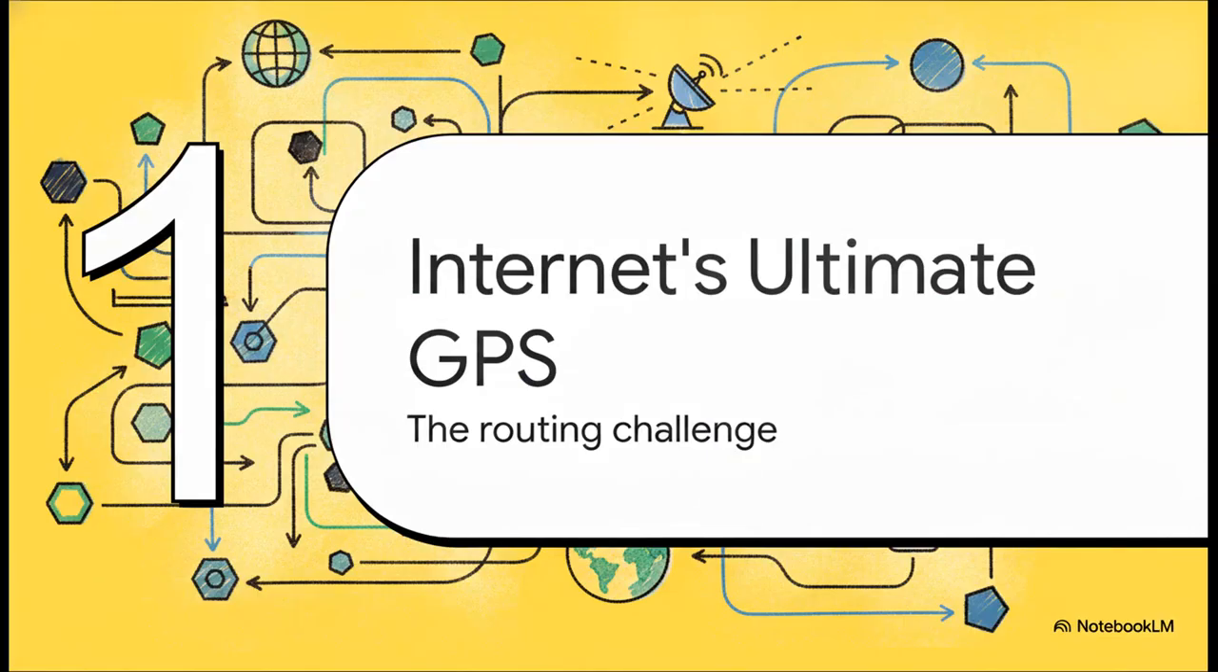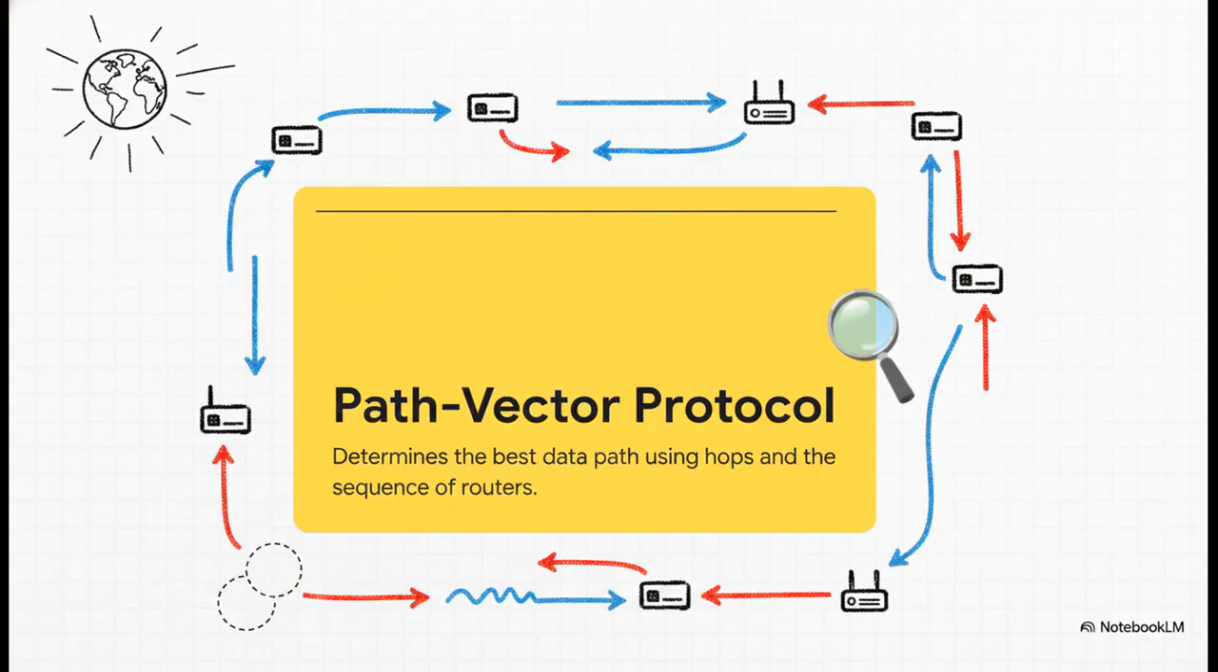Section 1. The Internet's ultimate GPS. Let's see what we're dealing with here. Path vector routing protocols are essentially a specific type of routing algorithm designed to determine the absolute best path for data to travel. But here is the crucial distinction. It considers both the number of hops and the explicit sequence of routers. It doesn't just know the general direction. It maintains information about the entire path, the complete itinerary, to a destination network.